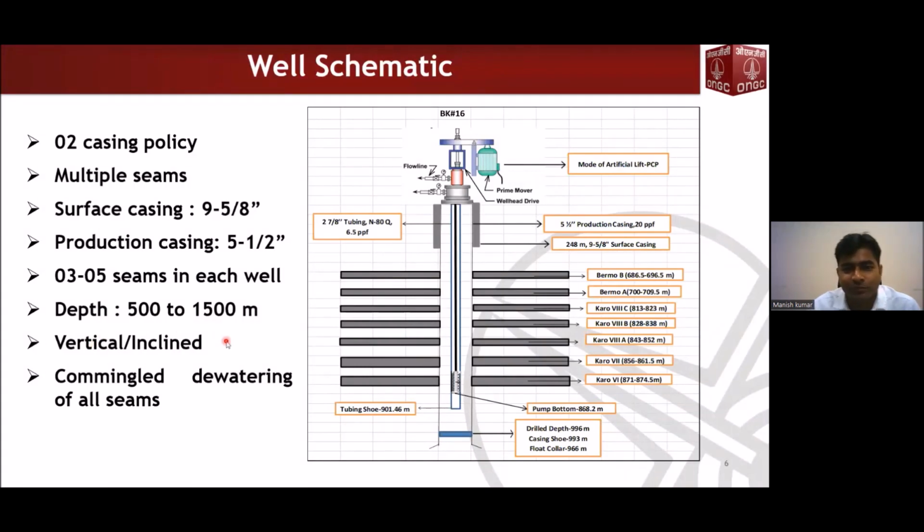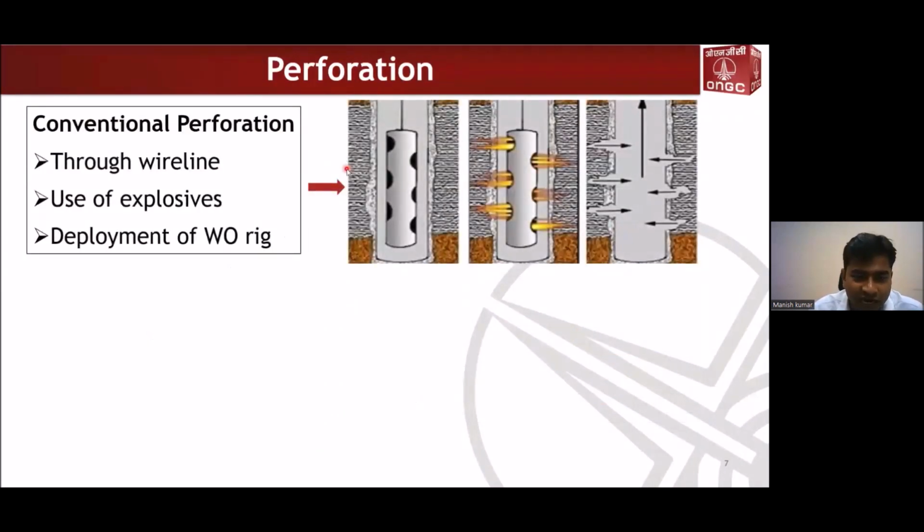So moving on to the operational part of CBM wells, to start with, when the well is handed over to the well services after drilling, we follow conventional perforation, and we also have perforation through hydrojet through chartered hire CTU units. In conventional perforation, it is done as usual through use of explosive, lowered through wireline, and deployment of a workover rig is required.